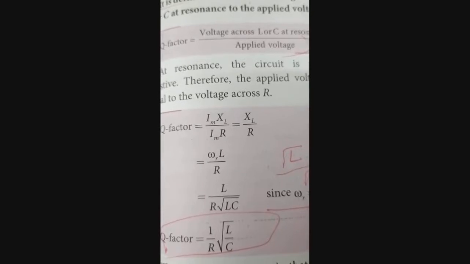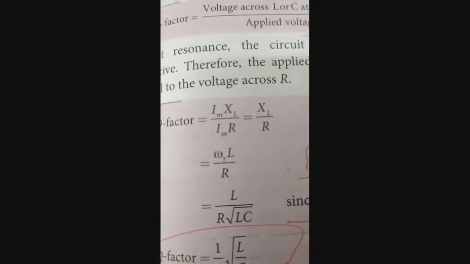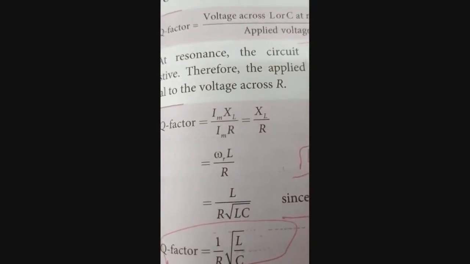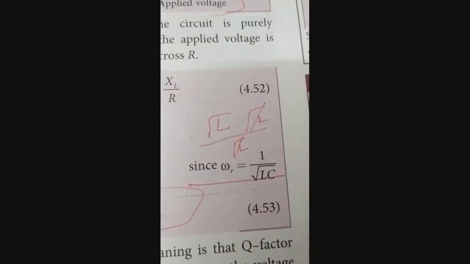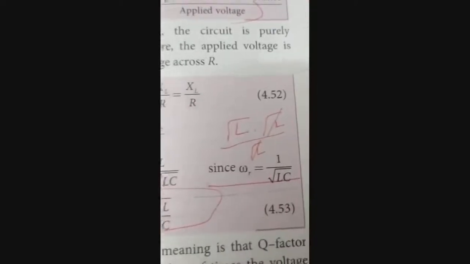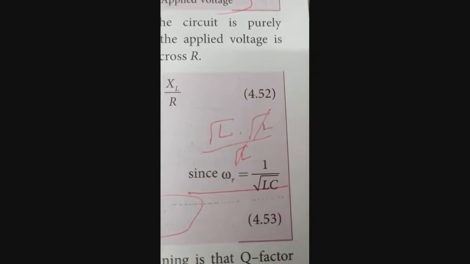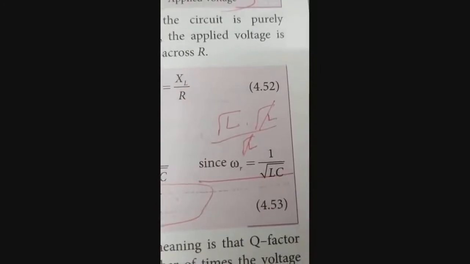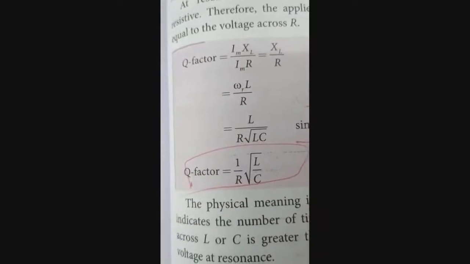And what is XL? XL is the inductive reactance, and inductive reactance has the formula omega R L divided by R. Here the suffix R represents resonance, and when you substitute omega R is equal to 1 by square root of LC, the equation becomes L divided by R square root of LC. In the numerator, L can be written as square root of L into square root of L, and there is already one square root of L in the denominator, so both get cancelled, and you get the equation as 1 by R square root of LC. This is called quality factor.